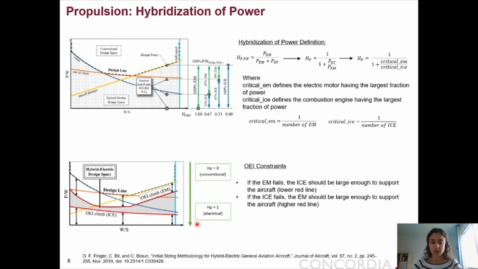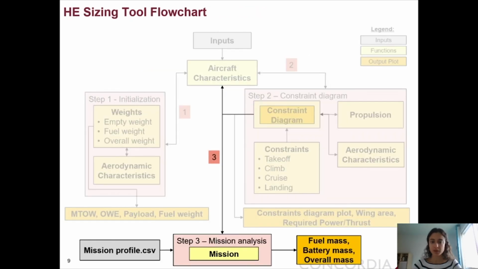On the other hand, if the internal combustion engine fails, the electric motor should be large enough to support the aircraft. This is represented by the higher red line here. If a design point is selected above that line, the electric motor would not be powerful enough to support the plane in case of an internal combustion engine failure. This leaves us with the design space represented in gray here. Moving on to step 3.